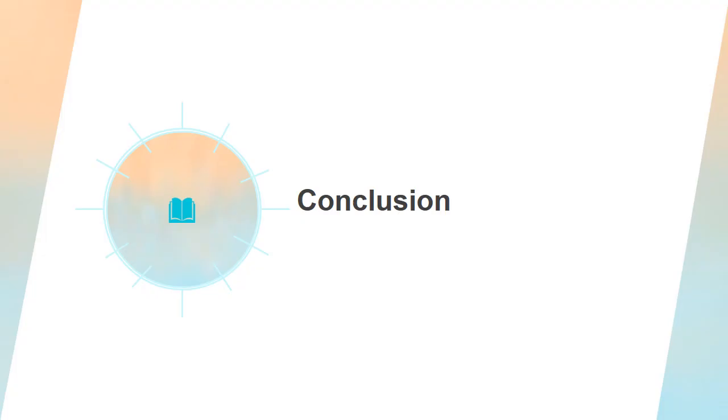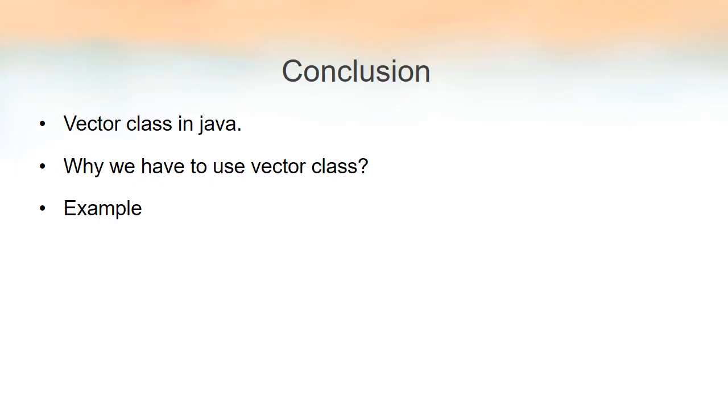We shall conclude now. We saw what a vector class in Java is, and why we have to use the vector class: because it provides some advantages over arrays. It avoids the drawback of arrays being fixed size. Vectors are dynamic in size, and we saw some examples and some of the methods that are available in the vector class. That is all in this video lecture.